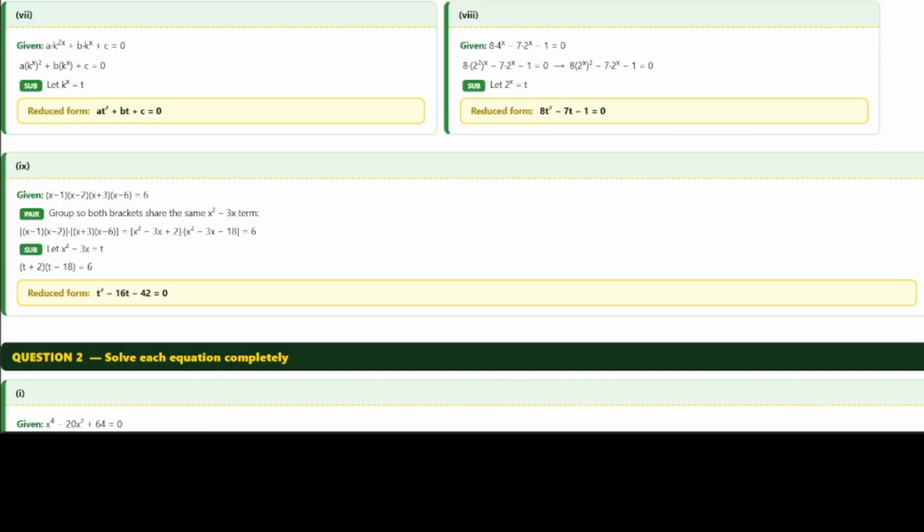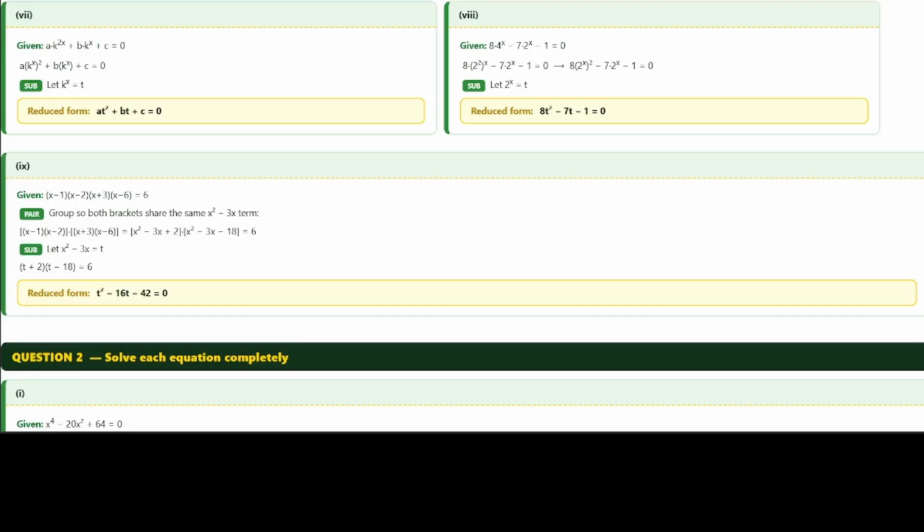If we look at the seventh part, here we have a into k power 2x plus b into k power x plus c is equal to 0. So we can write k power 2x as k power x whole power 2, and here we have k power x that's going to be just written as it is. So now you can see that k power x, we are going to let it be equal to t. So if we replace the k power x with t, our reduced form is at square plus bt plus c is equal to 0.